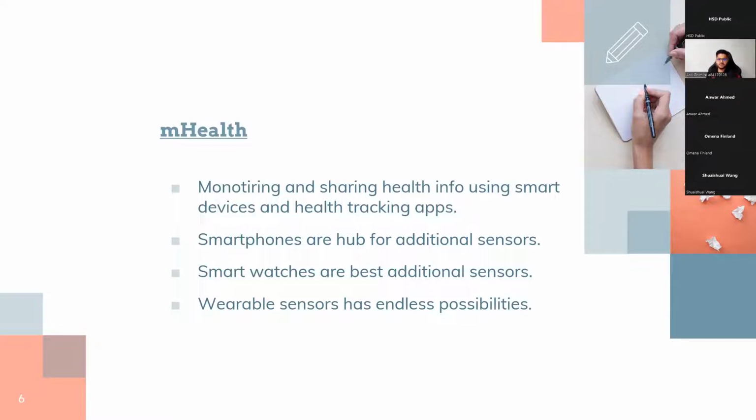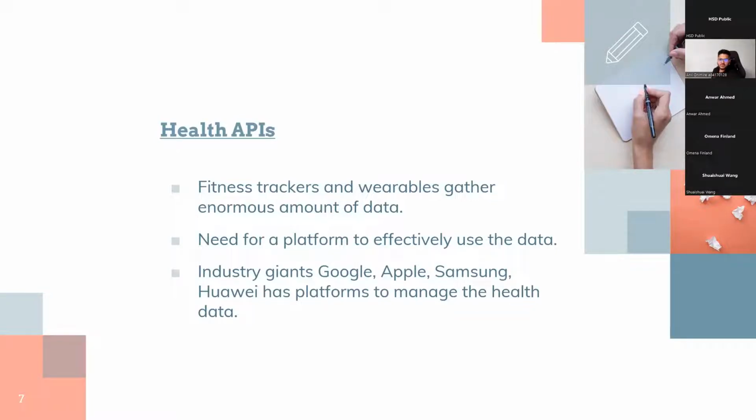In the future, when we talk about health sensors and data, the data gathered by these sensors is very large. So there is a need for a platform which can handle this data and make use of it for some effective uses. Some of the industry giants such as Google, Apple, Samsung, and Huawei, and also a couple of other companies, have their own hardware and a health platform to provide health services to their users.